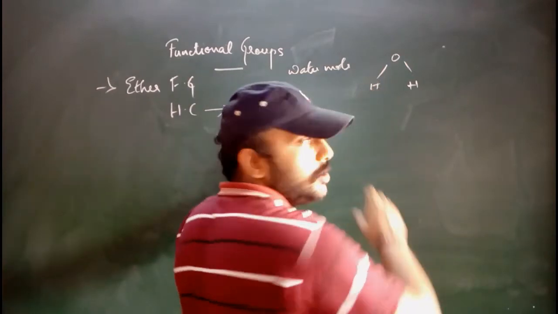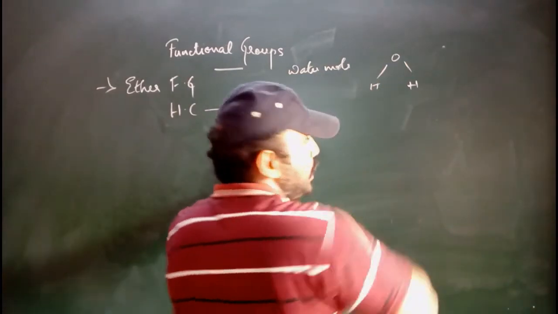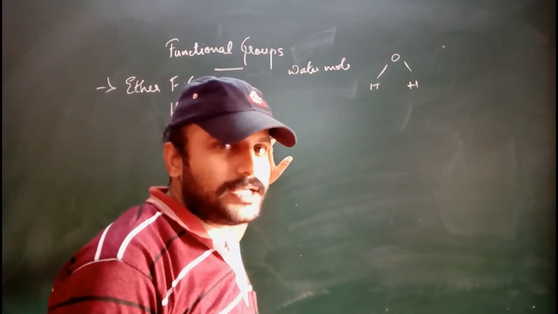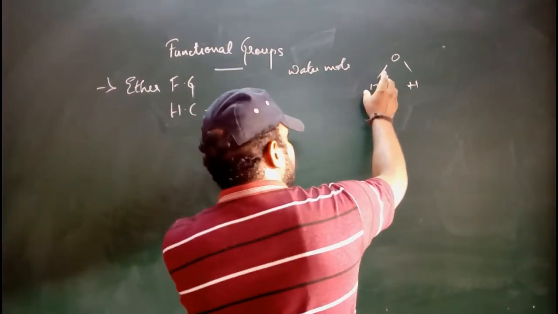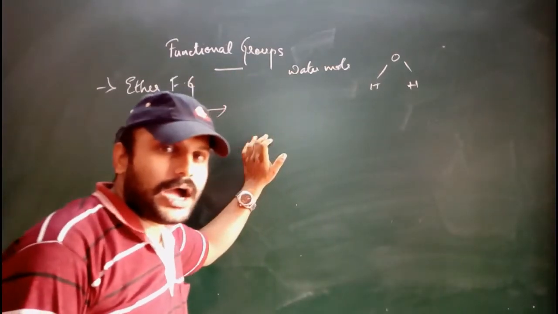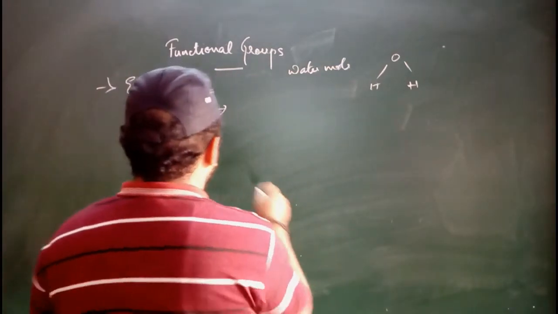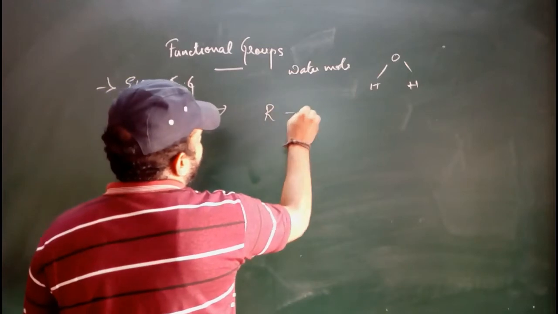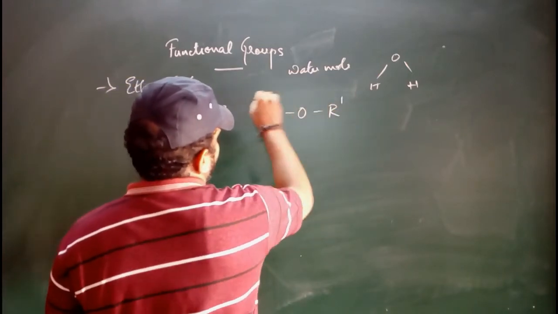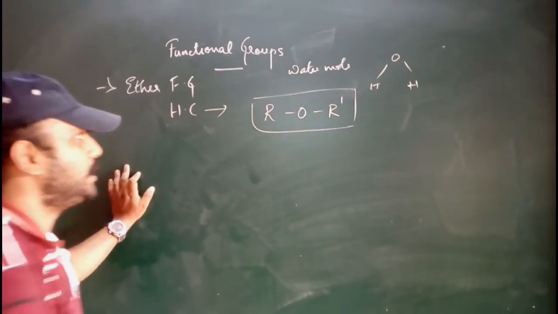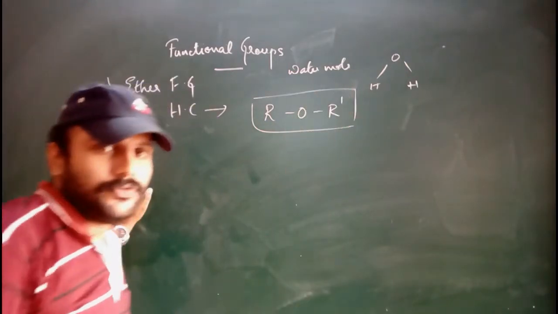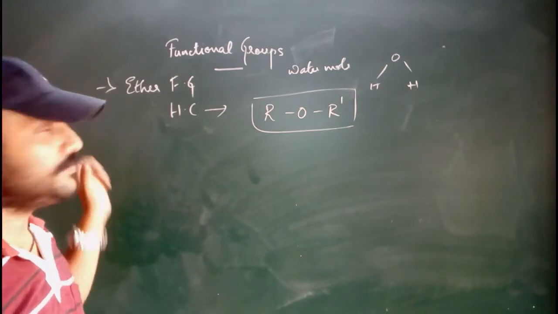A few minutes back, for alcohol, what had we done? We removed the H, and in that place I placed the alkyl group. So here, on both sides I will be removing the hydrogens. Okay. Now what can I write? A hydrocarbon containing the ROR dash functional group is called the ether functional group.